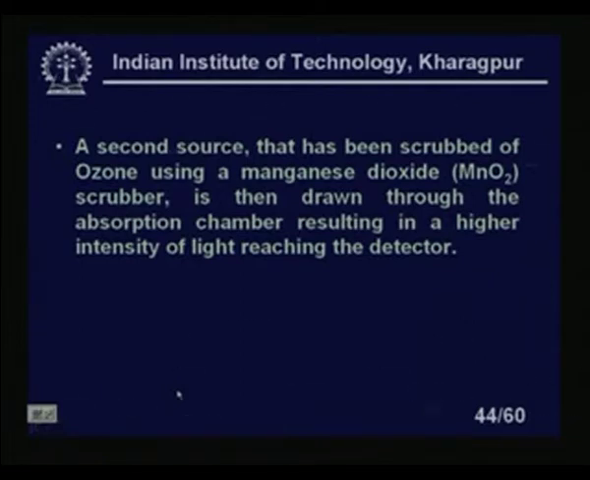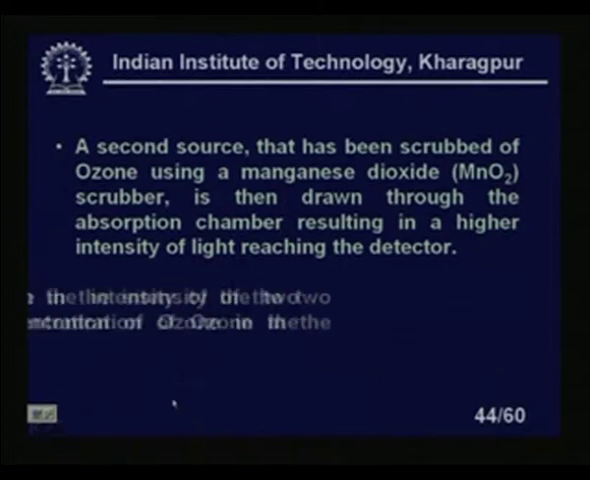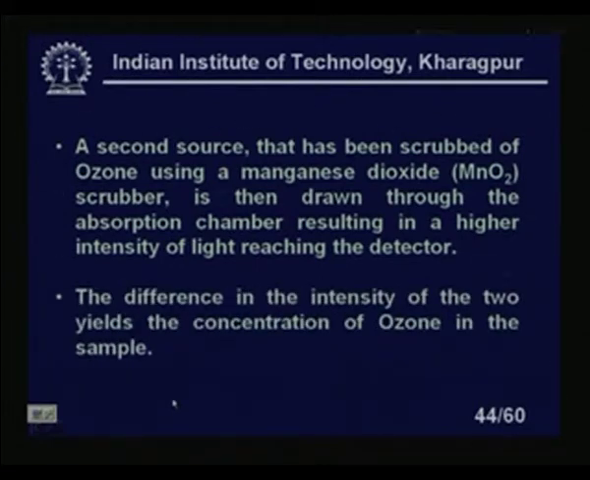A second sample that has been scrubbed of ozone using a manganese dioxide scrubber is then drawn through the absorption chamber, resulting in a higher intensity of light reaching the detector. Clear? The difference in the intensity of the two yields the concentration of the ozone in the sample. Okay, the difference of these two intensities will give us the sample concentration.